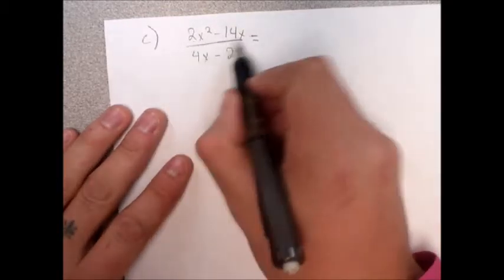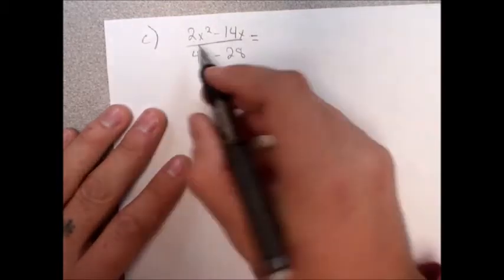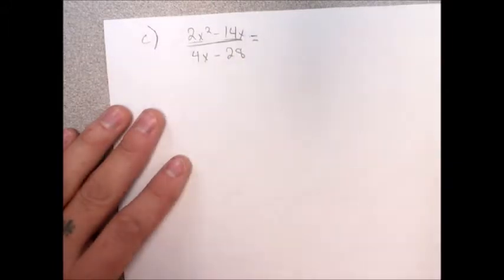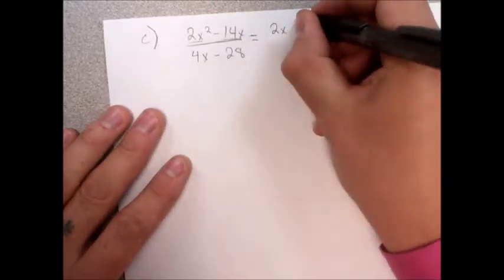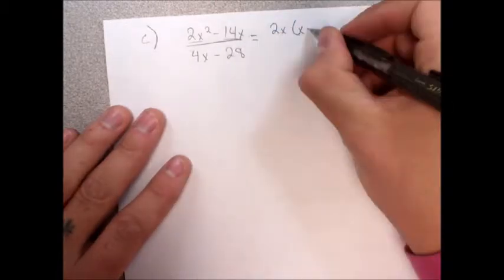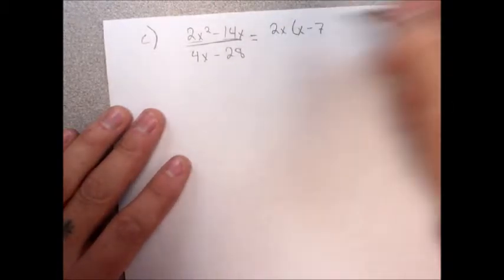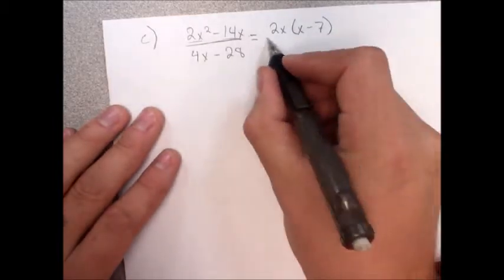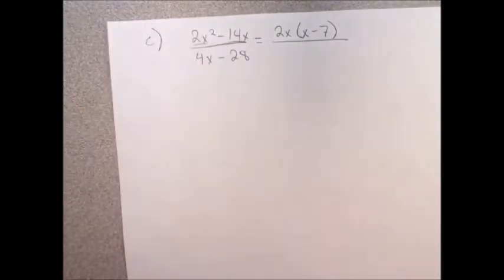What do each of these have in common? On the top, sorry. 2 and an x. Okay, so if I pull a 2 and an x out of this one, I'm left with just x. If I pull a 2 out of this one, I'm left with 7. If I pull an x out of it, I'm left with 1. 1 times 7 is still 7. So the top is now reduced to that.